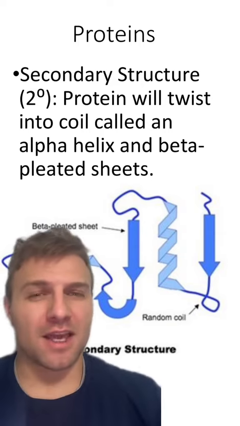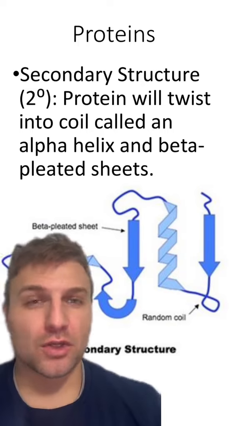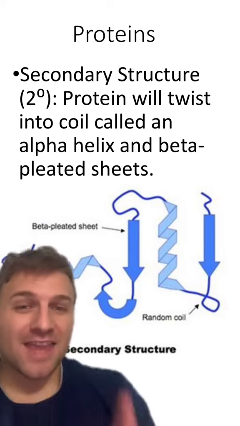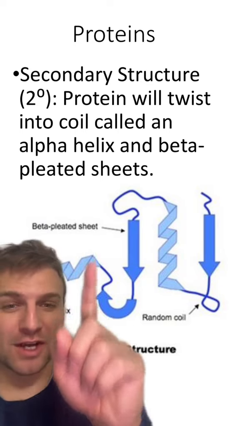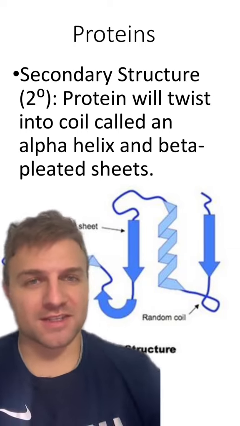In the secondary level, these amino acids are going to start bonding together. And they're going to bond together to form 2 different structures. The first are these corkscrew structures called alpha helixes, and the second are these beta pleated sheet structures that we represent with an arrow. But both of these structures are specific to the secondary level.